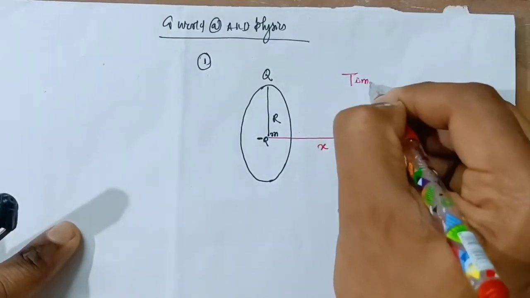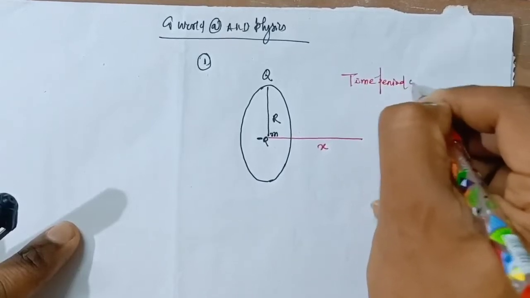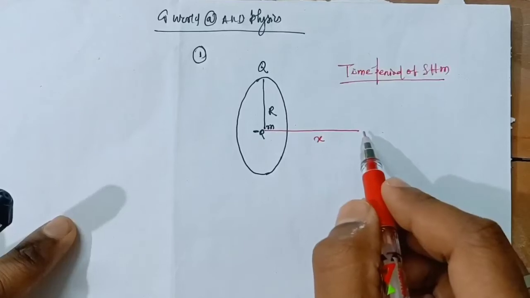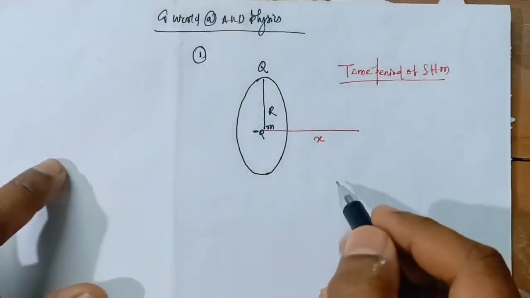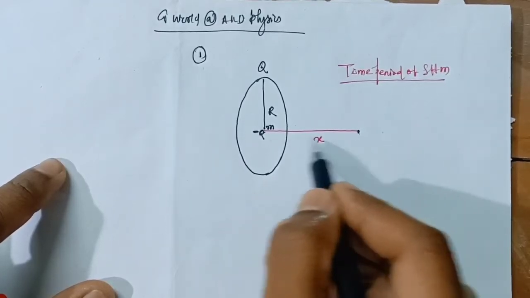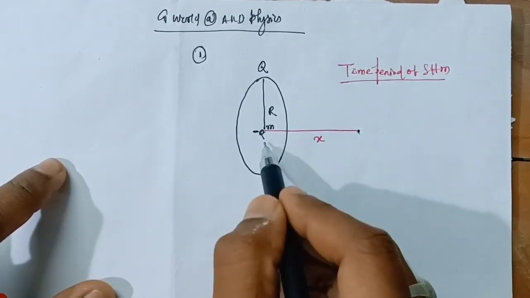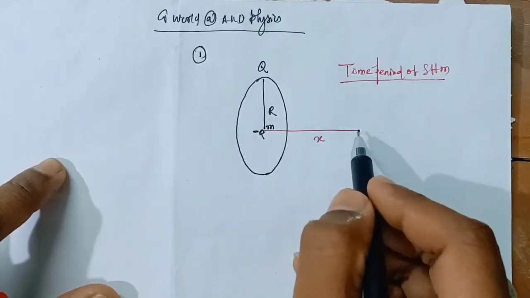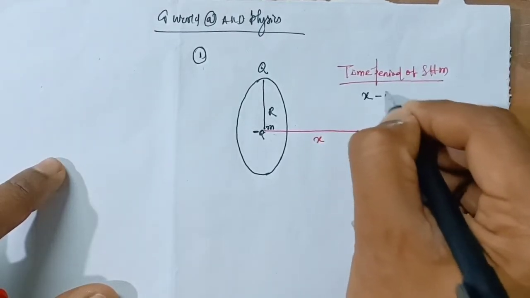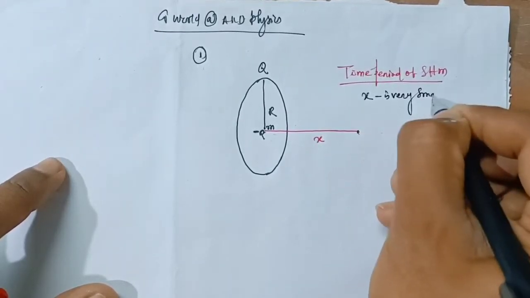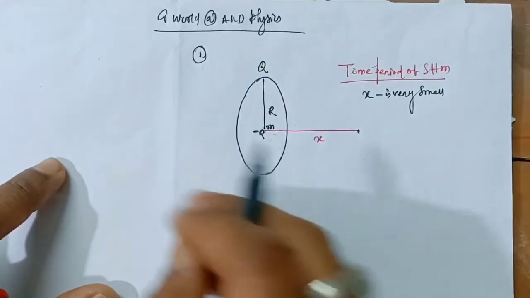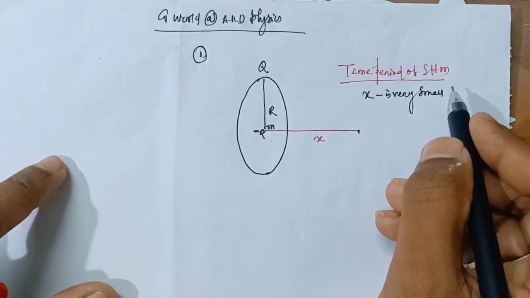What is the question asking? Time period of SHM. Here the student must think about how the SHM is happening. The concept of SHM says that if we displace the charge from this position to this position and it will again return back to its own position, then SHM can happen. And this displacement is not a very large displacement. The x displacement is a very small displacement. These are the assumptions that we have to consider.